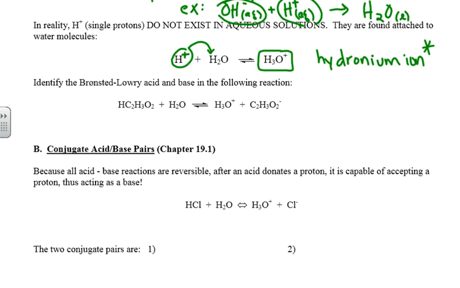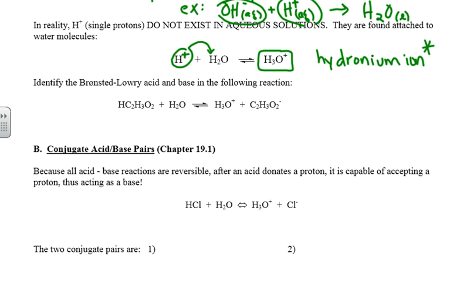You need to know that name, and you need to recognize that chemical formula. So let's think about how this works. If we were to look at this mechanism in an equation, I'm asking you to identify the Brønsted-Lowry acid and base in the following reaction. HC2H3O2, you know that as ethanoic acid. It is more commonly known as acetic acid, or the acid that is found in a vinegar solution.